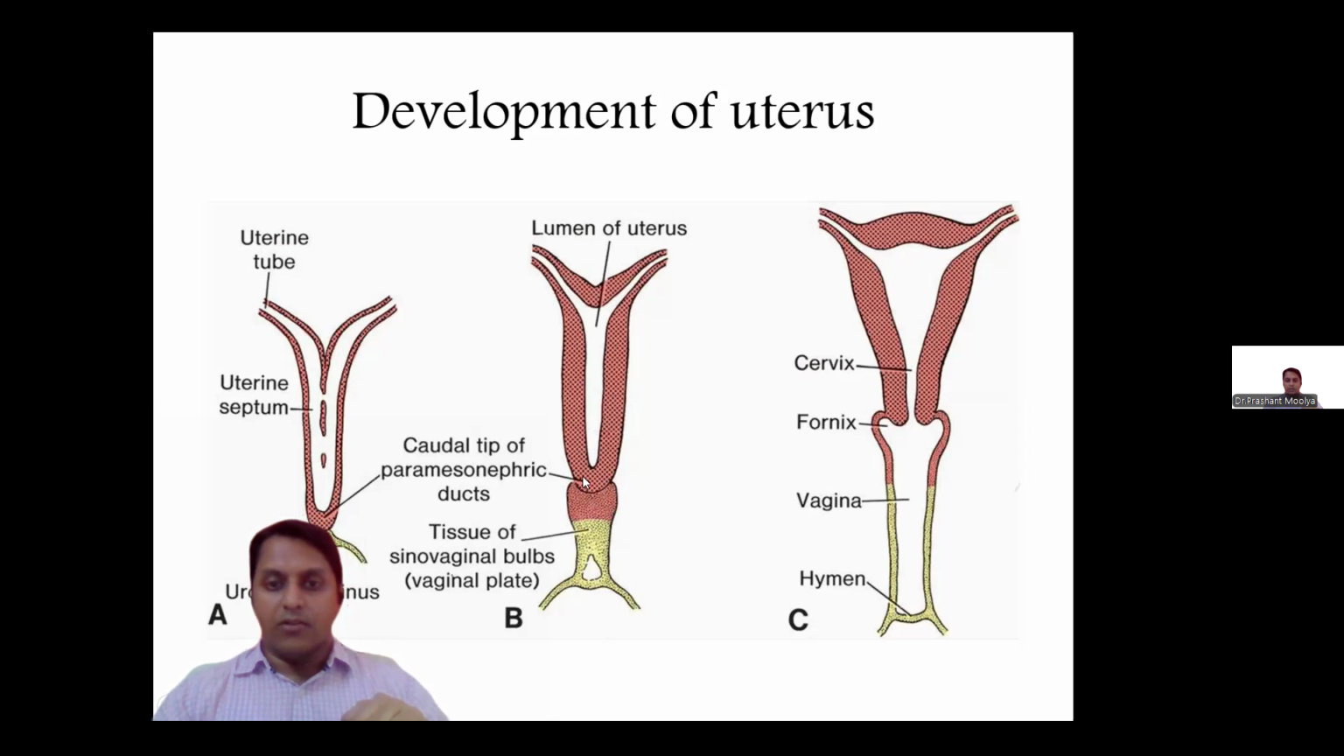Later on, it gets canalized to form the definitive vagina, the fornix, and the vagina up to the hymen. So the fused area of the paramesonephric ducts will contribute to the uterus and the cervix, and the sino-vaginal bulb will contribute to the vagina, which will go into the vestibule. So that's the fate of the paramesonephric duct in a female.